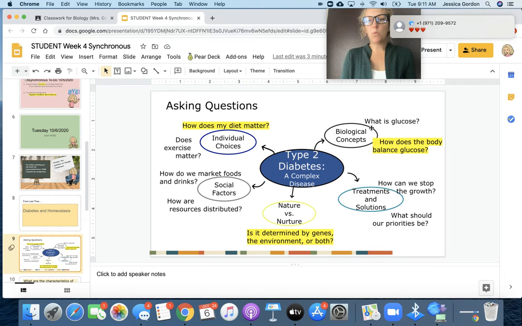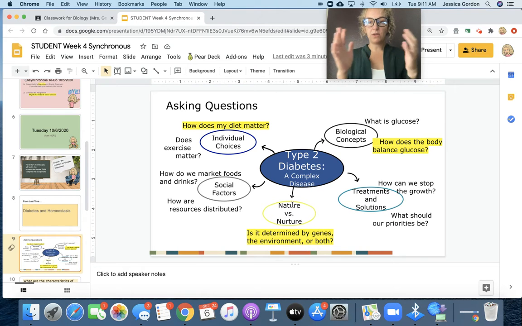But let's think about what is glucose? How does the body balance glucose? That's kind of what we're starting on today. We're going to look at how the body regulates glucose levels with the endocrine system, basically the use of hormones, insulin, and glucagon. We want to think about type 2 diabetes throughout this unit. Is it a disease that's caused by choices? So that would be nurture. Or are there factors in type 2 diabetes that are nature, or biological genetic factors?